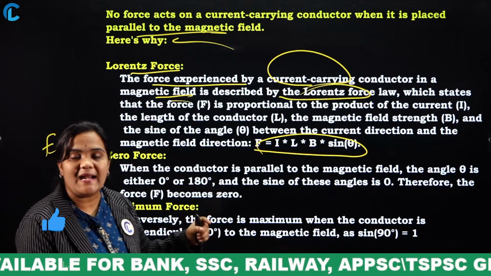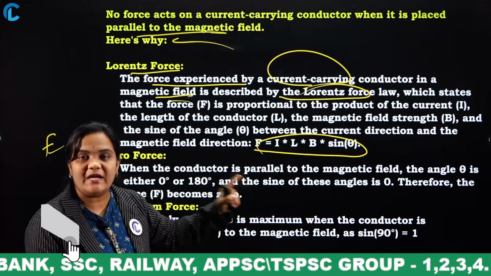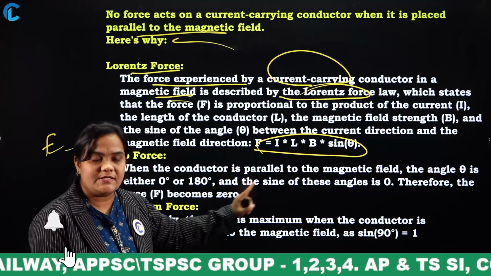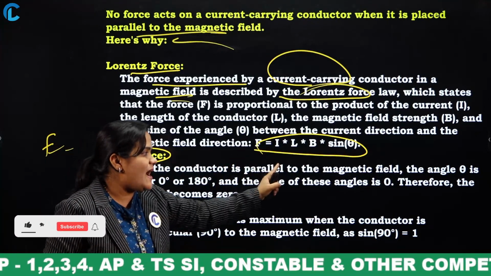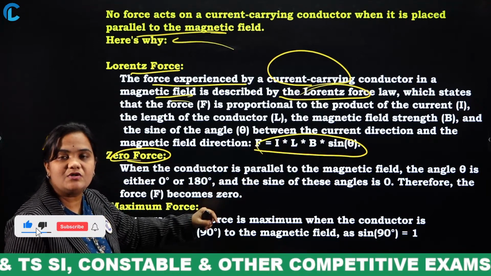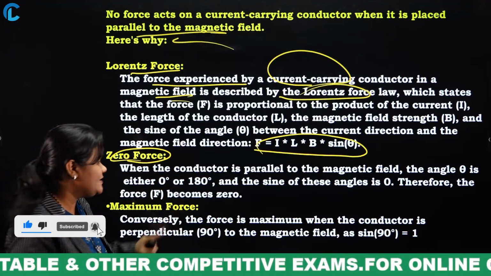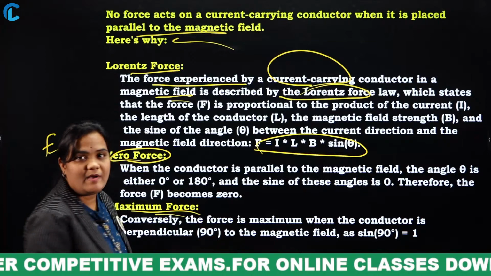If it is parallel, theta becomes 0. So, if theta becomes 0, force becomes 0. When do we obtain 0 force? When the conductor is parallel to the magnetic field. If theta is equal to 0, the force is 0. If theta is equal to 90, we will get the maximum force.